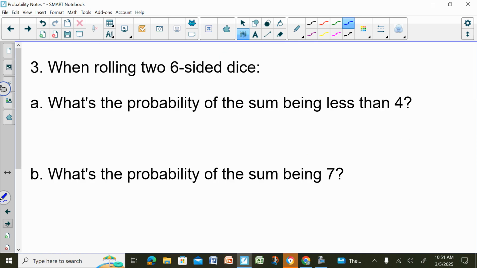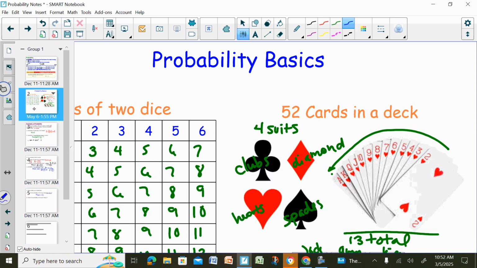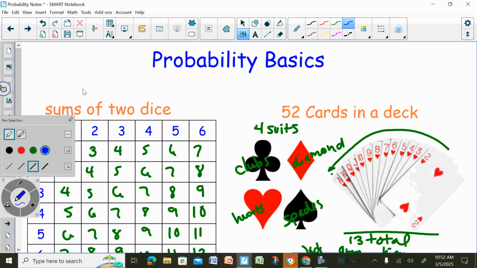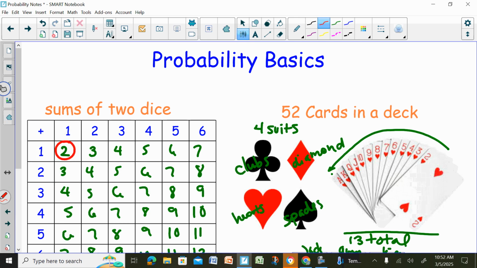All right, when rolling 2 6-sided dice, we're going to go back to that picture in the front. What is the probability of the sum being less than 4? Oh, sorry about that, Val. Probability of sum less than 4. So it does not include 4. So if I go back to that page and find all the numbers that have a sum less than 4, so that would be all of just those 3, actually. Everything else is a sum bigger than that. Didn't say equal to 4, so I have 3.